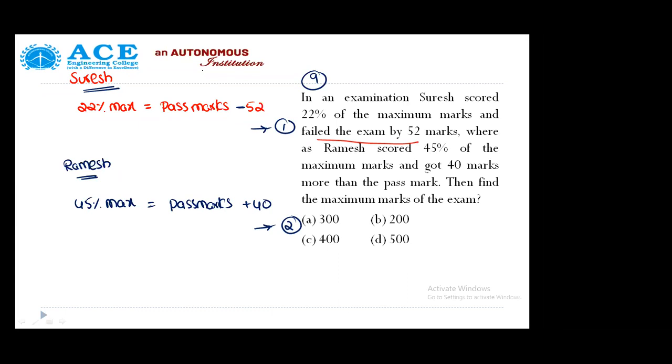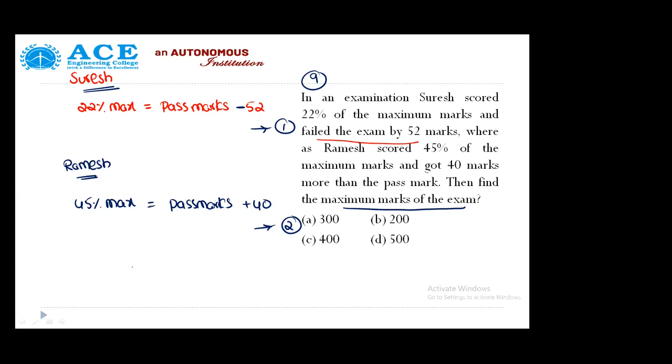Maximum marks means total marks, my dear friend. Maximum marks of the exam. It's not the maximum marks of the topper, it's the total marks. Maximum marks of the exam. Read the line clearly, sir. Maximum marks of the exam. It's not like the GATE exam, maximum marks of the topper, not like that. Maximum marks of the exam, clearly.